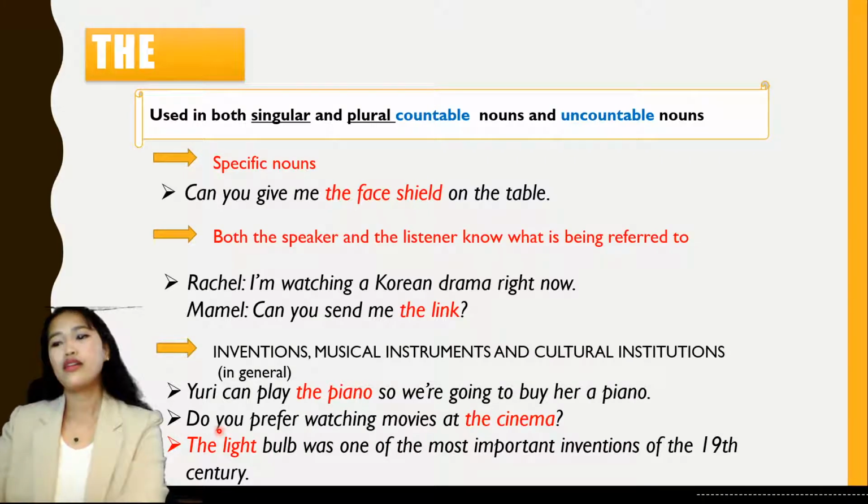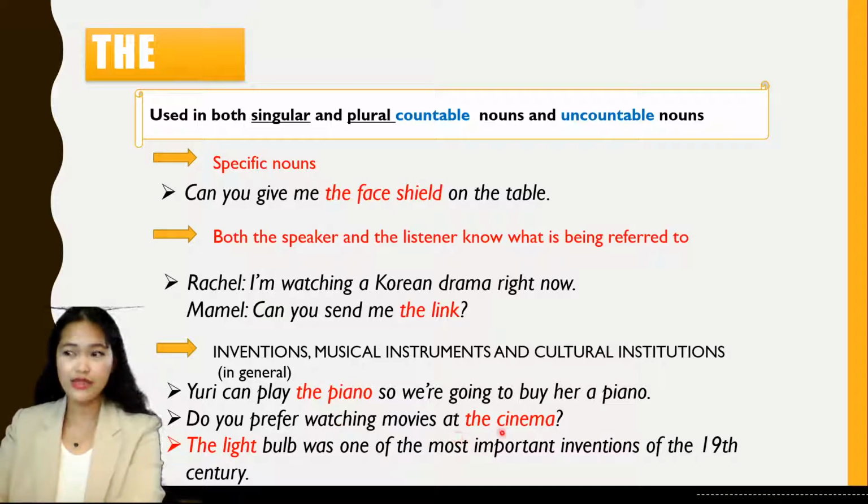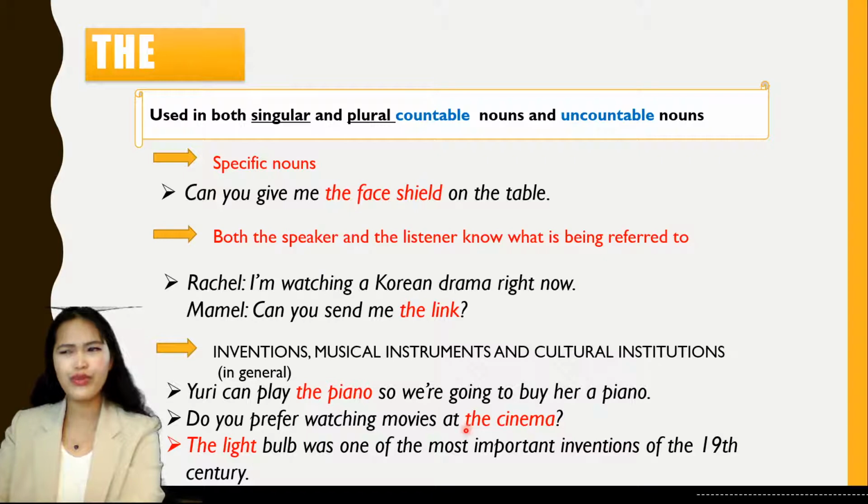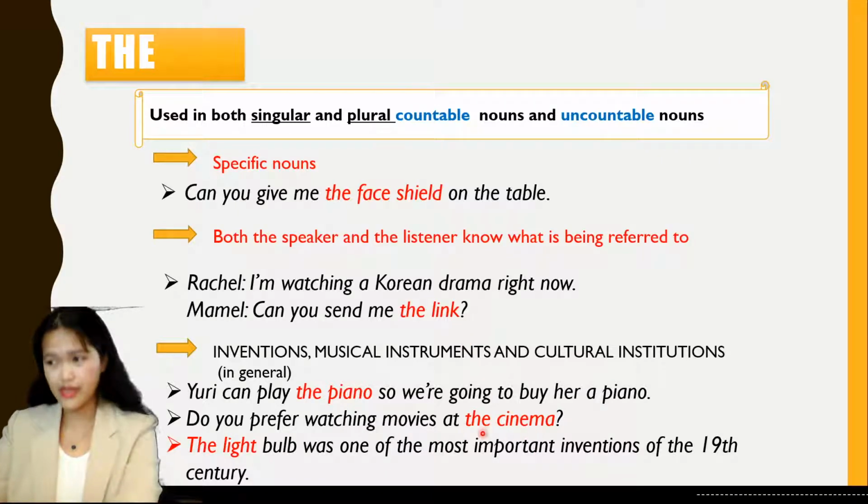Next, is it clear? Do you prefer watching movies at the cinema? So the general function of the cinema is to watch movies. So that is why we say the cinema. Do you prefer watching movies at the cinema? That is not wrong. I mean, that is right.